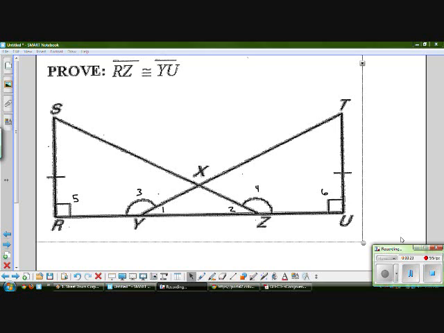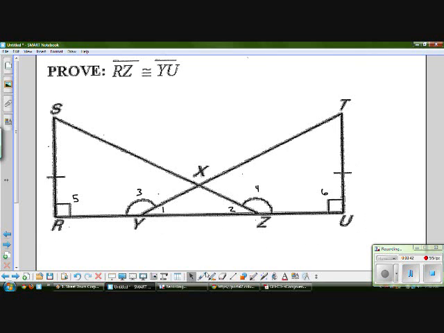To prove RZ and YU are congruent directly is very tough. One, there's no measurements on this diagram. Number two, you're not given enough to use things that are familiar, like, say, the Pythagorean theorem. So when I say decode, what I mean is, what do I have to prove that forces RZ and YU to be congruent? And in fact, we're kind of proving this indirectly.